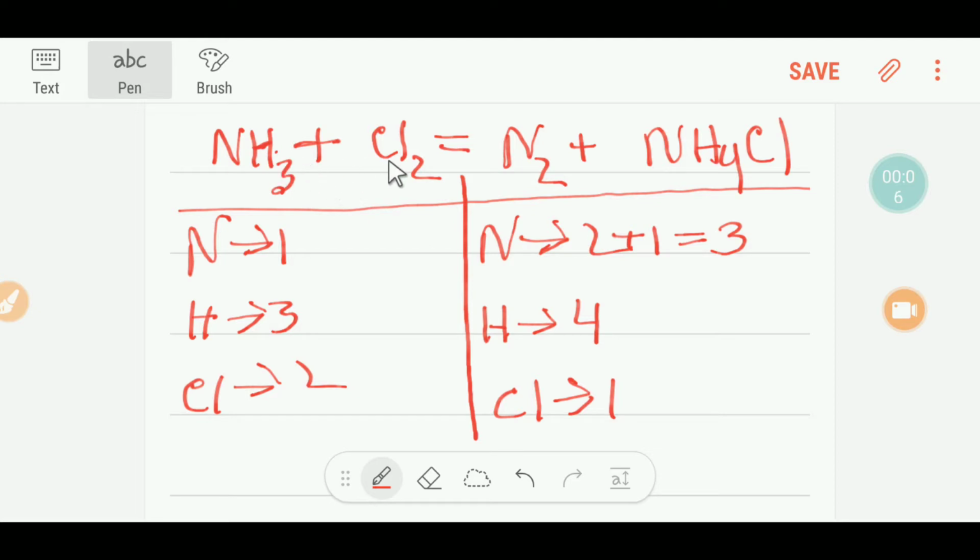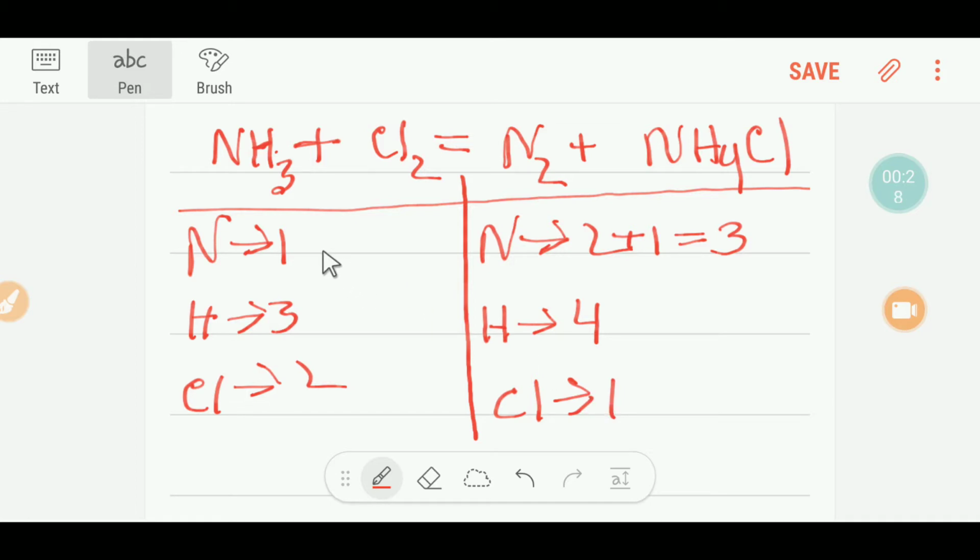This is ammonia, this is chlorine, this is nitrogen, and this is ammonium chloride. On the left-hand side, or reactant side, we have 1 nitrogen, 3 hydrogen and 2 chlorine. On the right side we have 2 nitrogen plus 1 nitrogen, that is 3 nitrogen, and here we have 4 hydrogen and 1 chlorine.